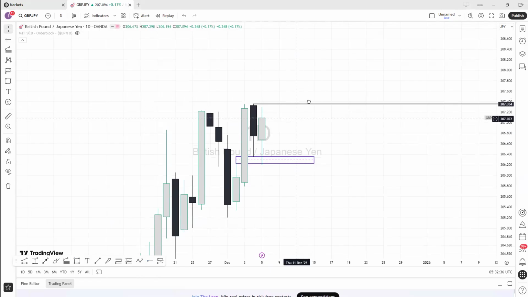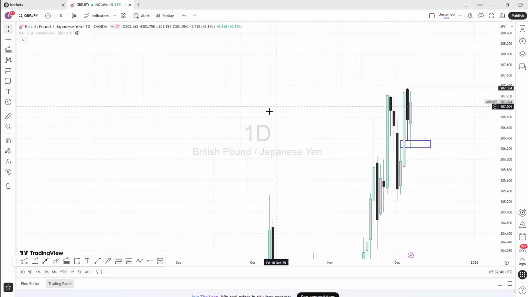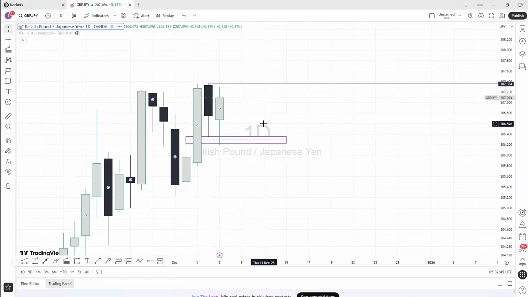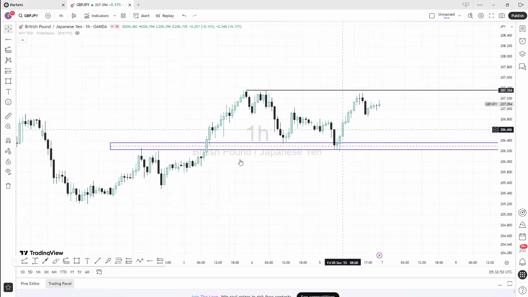The target is to reach that point, that previous day high. Okay. So we have to find a buy on the discount zone. Shift your time frame to the 1 hour time frame.